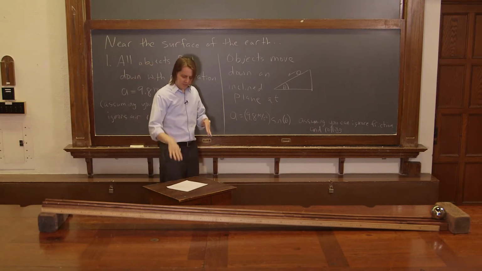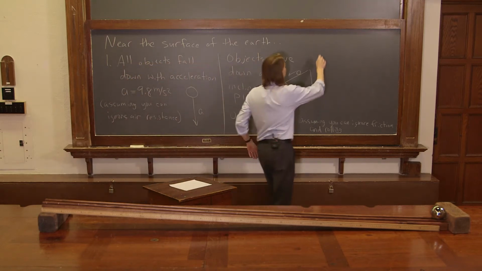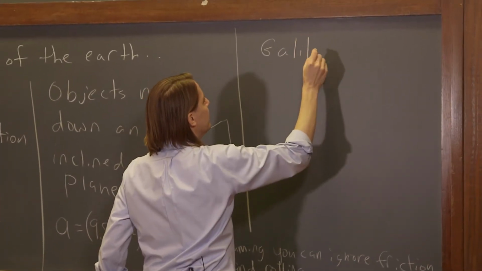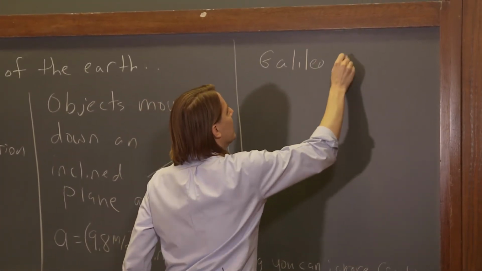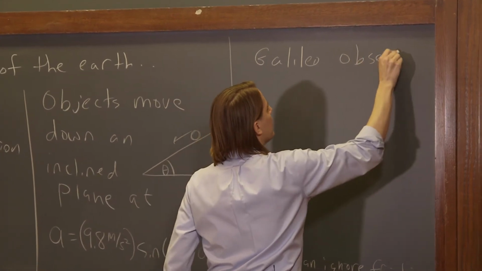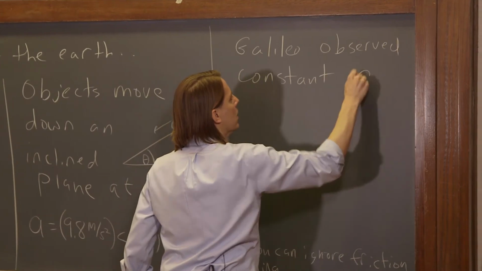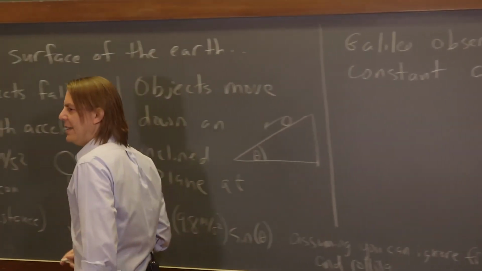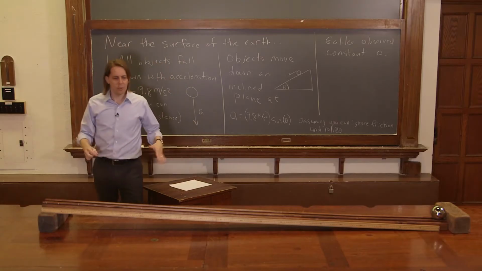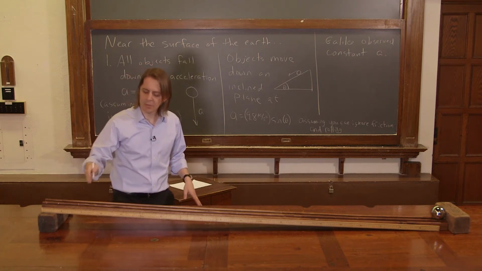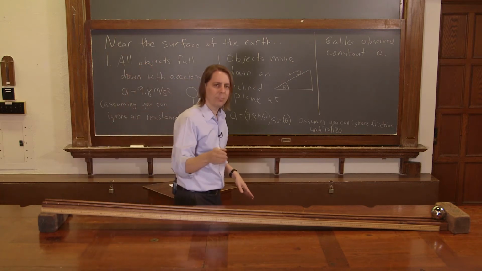And an experiment like this really is how Galileo first observed the constant accelerations that you find near the surface of the Earth. So Galileo observed constant a. And he did it with something like this. We've propped it up and we've put these little clips on the track at a certain spacing.